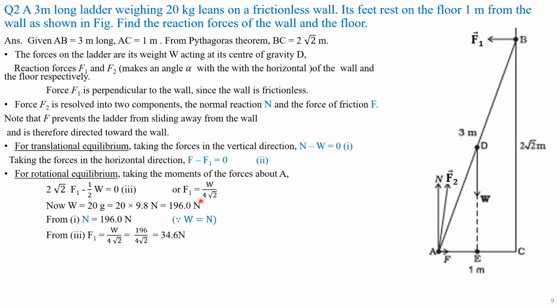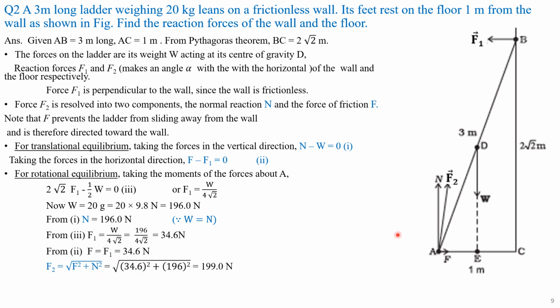From equation 3, F1 is equal to W divided by 4 square root 2. The value of W we have found as 196, divided by 4 square root 2. Simplifying, we get the value of F1 as 34.6 newtons. This N is for newtons. From equation 2, F is equal to F1, that is equal to 34.6 newtons. So we have found the value of F.